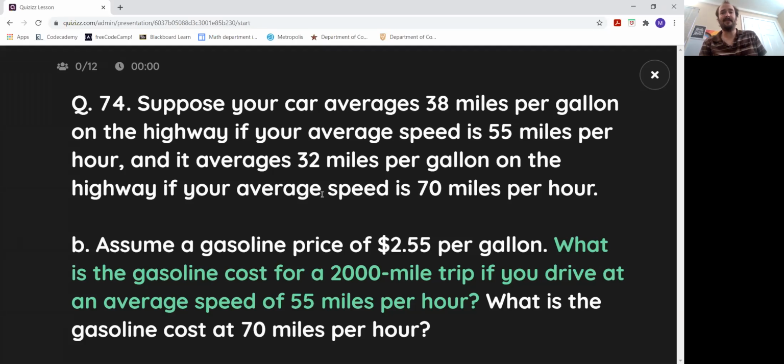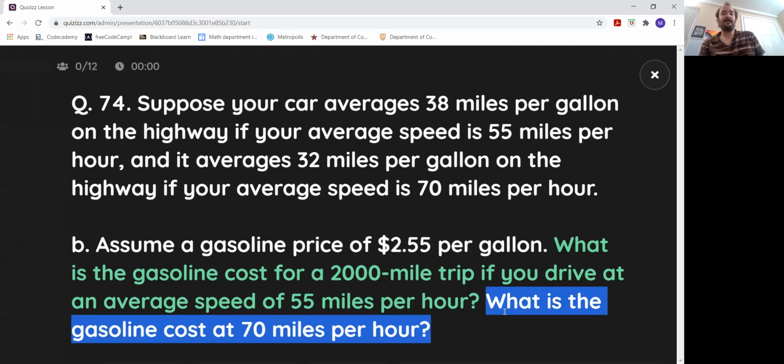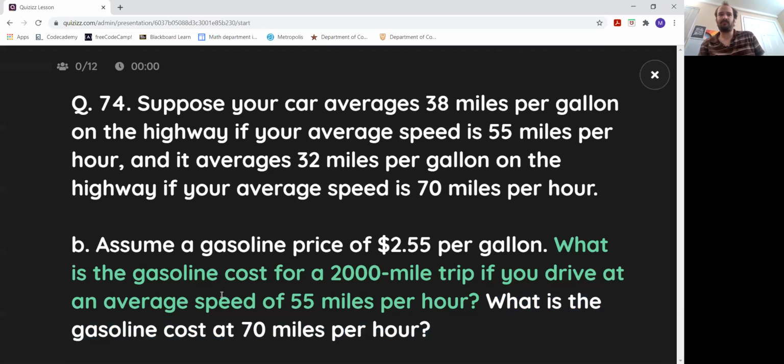So there is a lot of information in this one, I feel like. We're going to answer what the gas cost is if you drive at 55 miles per hour. The next line is going to be what the gas cost is if you drive 70 miles per hour. But first, we're going to answer the 55 miles per hour. So we're doing a 2,000 mile trip. I'll give you a hint. You need this money piece that converts the gallons that you're driving to dollars. Now I think we need to go from what? Miles to gallons.